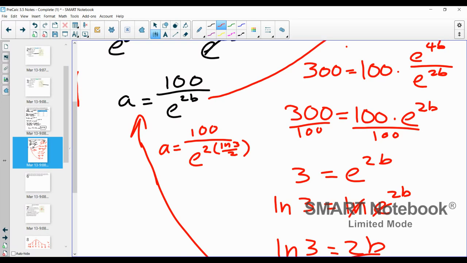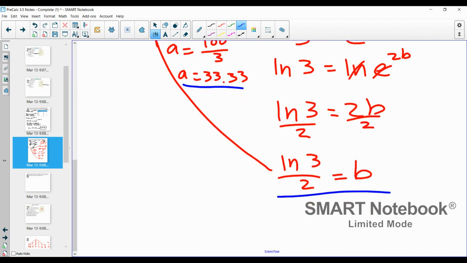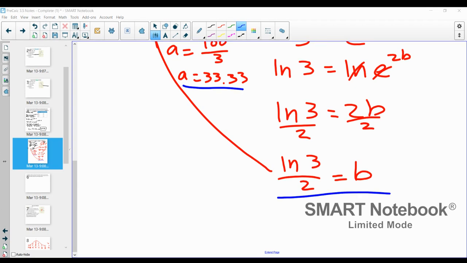E raised to, well, what I can see here quickly is this is multiplication here, so my 2's are going to cancel. So this is really e raised to the ln of 3, which actually makes this much easier for me on the calculator even. And e raised to the ln of 3 is just 3. And so what this really is, not too bad. It says a equals 100 divided by 3, which tells me a equals 33.33. That's really nice for us, actually. Because now we have an a and we have a b. And we should have enough information now to actually plug in and figure out how many fruit flies there's going to be after 5 days.